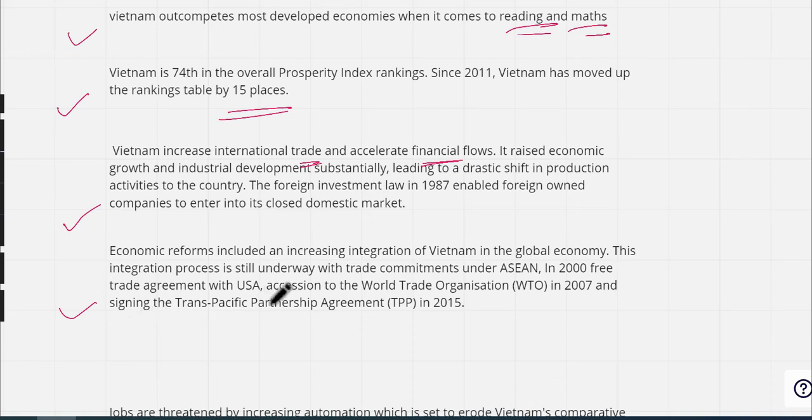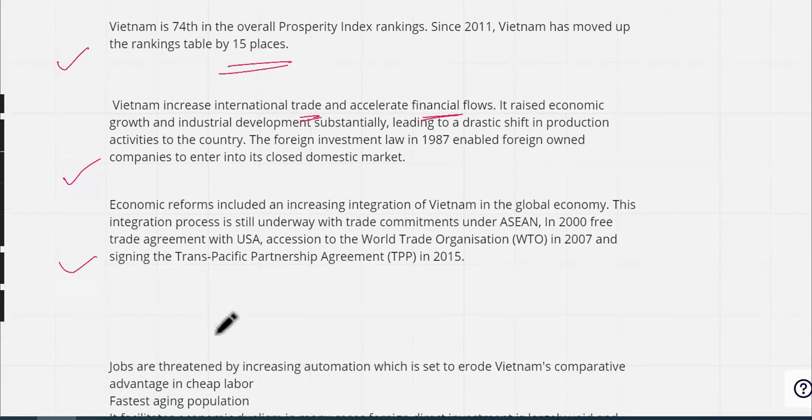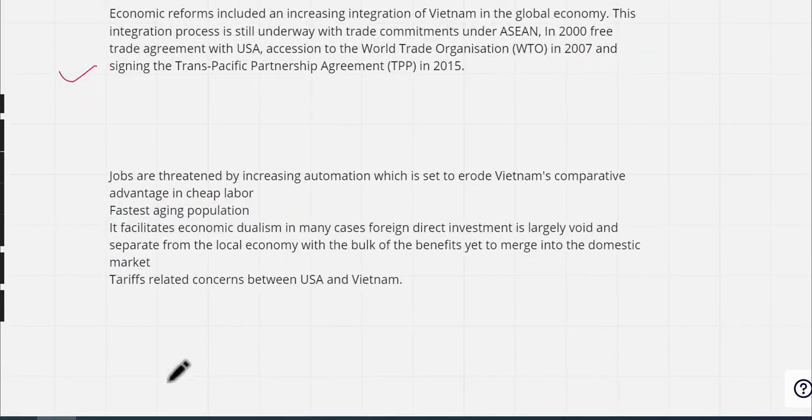It started its integration with ASEAN in 2003. ASEAN's trade commitment, okay, it is ASEAN, that trade bloc. Then in 2000 it signed a free trade agreement with USA. Then in 2007 it became a member of WTO. Then in 2015 it became a member of the Trans-Pacific Partnership Agreement. So it started opening up its economy, and this is how it started updating its market.